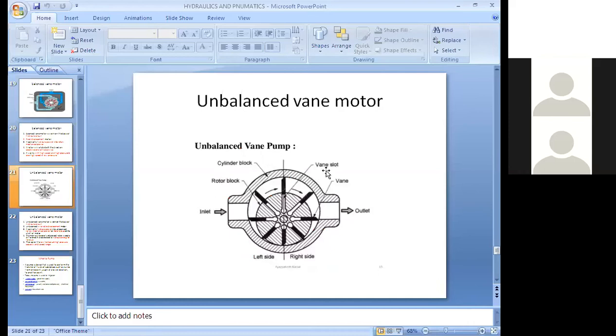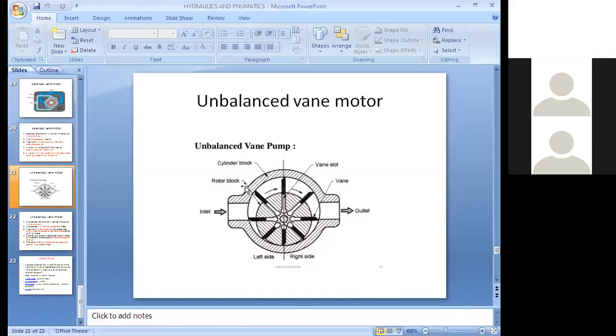Vane slot is there. This is the vane slot, and these are the vanes. This is the outlet, this is the inlet, this is the rotor block, and this is the cylinder block. You can call it a casing also. Once again, I would like to explain the left side and right side while explaining the animation. So now you just have to see the components or parts of the unbalanced vane motor.